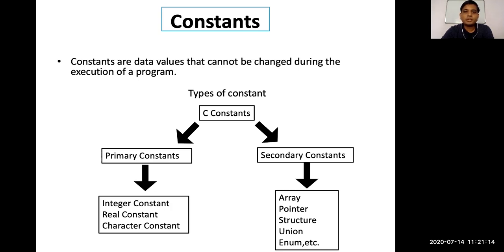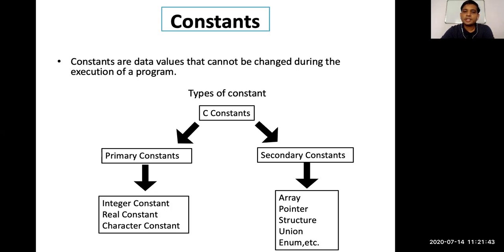But what is a constant? Constants are data values that cannot be changed during program execution. So a constant is the data. For example, take the value 10. Can I change the value of 10? You cannot, because 10 is 10, 9 is 9, 8 is 8. Its value is already defined, and that's why it is known as a constant.